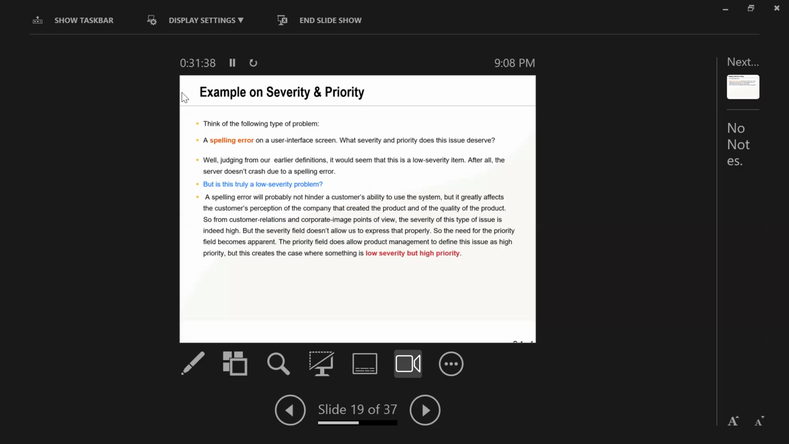It won't take much time, right? It's spelling and all. It's a couple of hours, maybe minutes or seconds also. It's indeed high priority because of that perception. But the severity field does not allow us to express that properly.